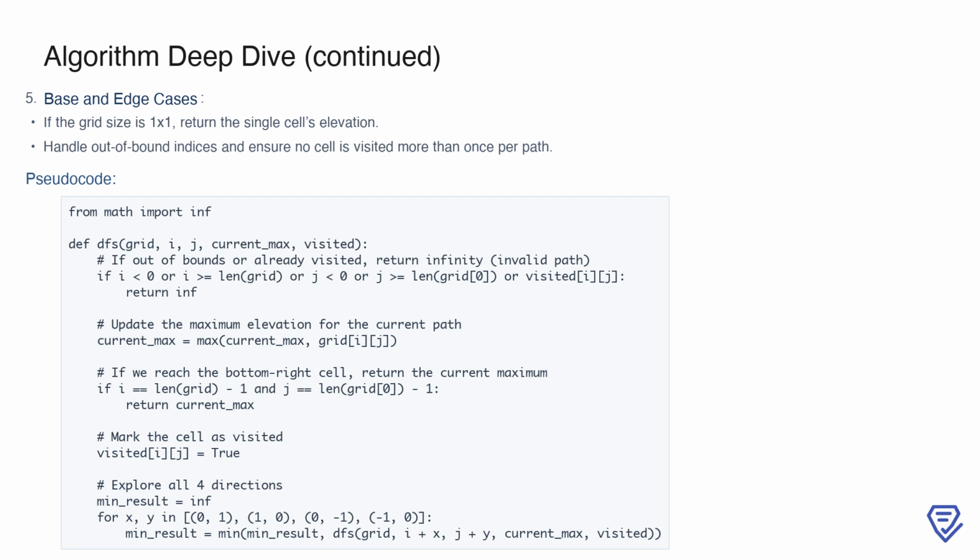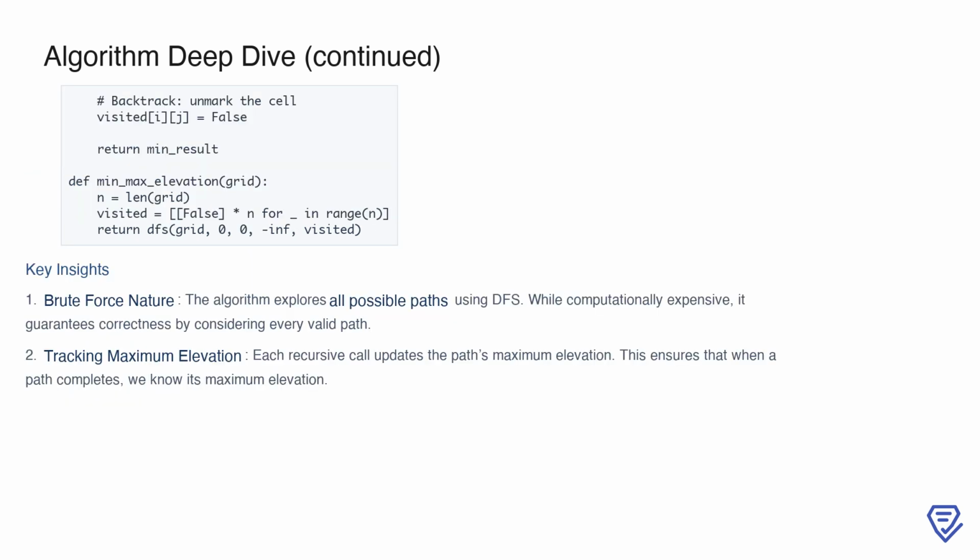To explore all possible directions, we iterate through the 4 cardinal directions: right, down, left, and up. As the DFS progresses, the minimum result is updated with the smallest maximum elevation from all valid paths. After exploring all directions, we backtrack by unmarking the current cell in the visited matrix, allowing it to be used again in other paths. The DFS function then returns the smallest maximum elevation found during its recursive exploration.